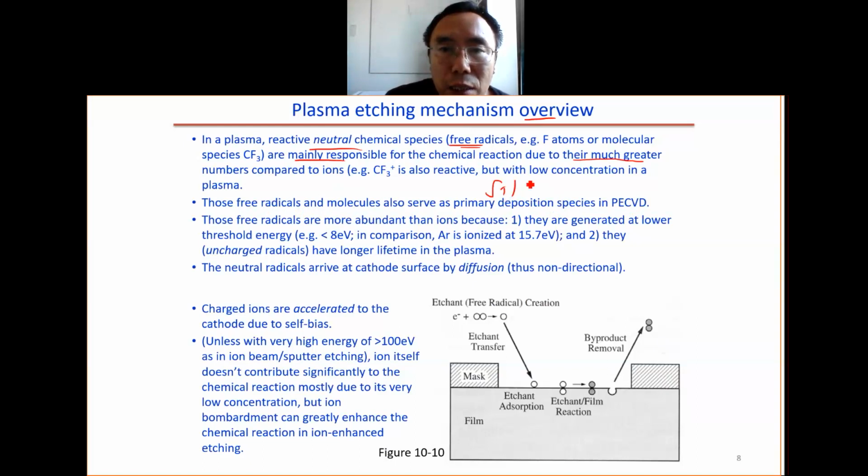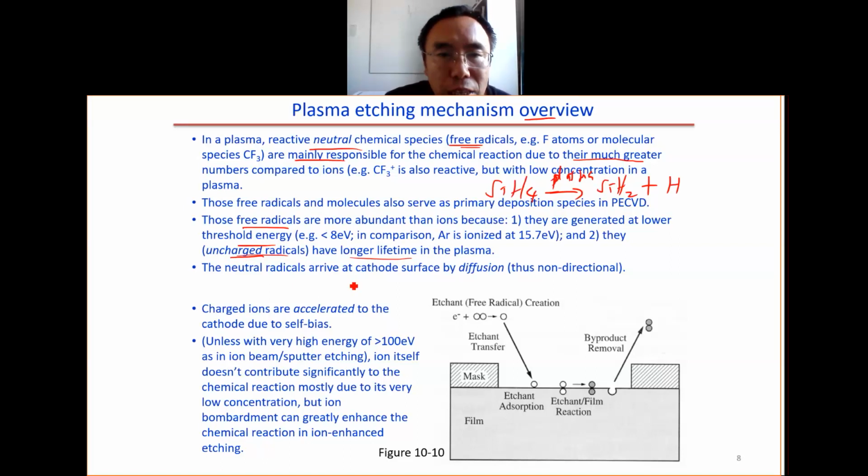For instance, this one in the plasma environment will form something like this. Those species are more reactive than silane. So why are those free radicals more abundant than ions? First, they are generated at a lower threshold energy. Secondly, they are uncharged. They also have a longer lifetime in the plasma.